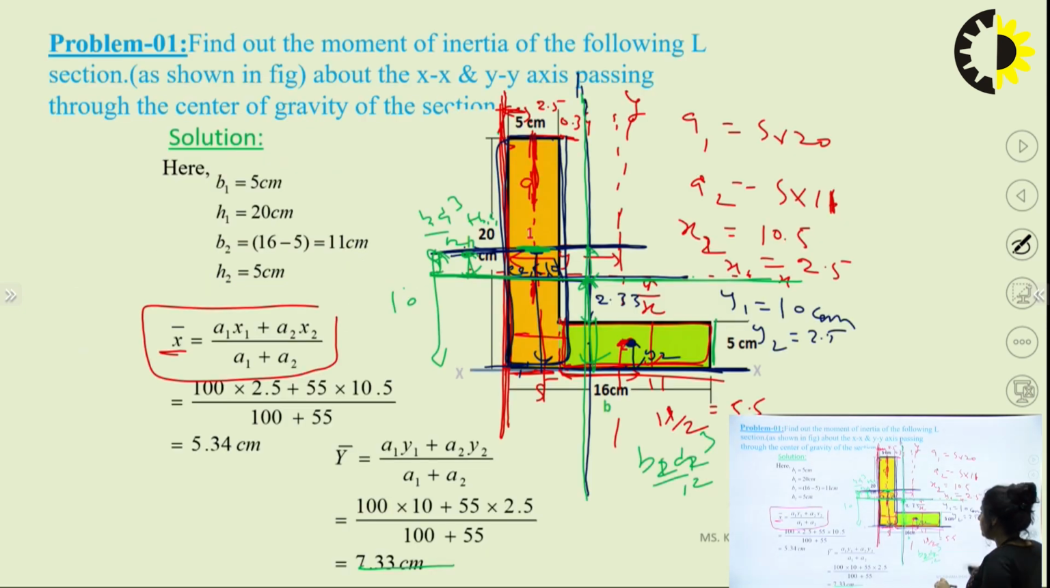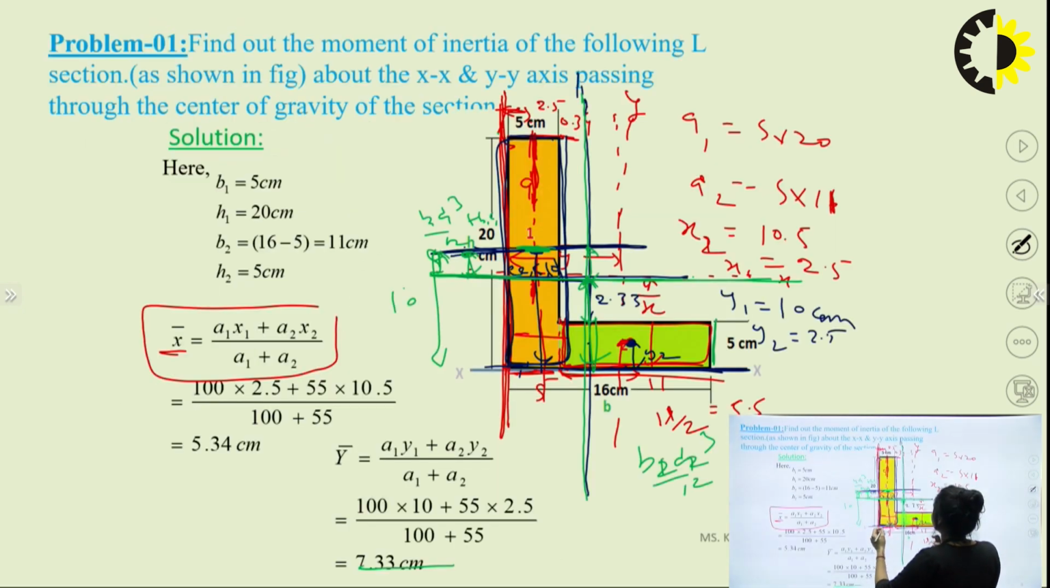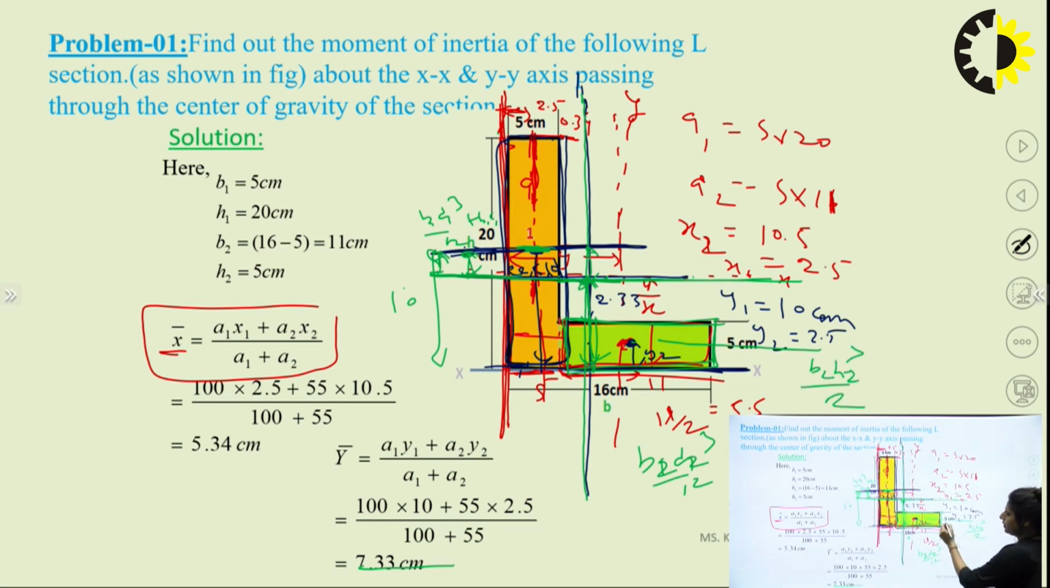The second section distance is 7.33, this value. Okay, we need to find out now the reference, first of all, the centroid of this section. Because the value of Ig, that is B2 H2 cube by 12, is about this section. But we need to find out the value about this section, this is our H bar 2.